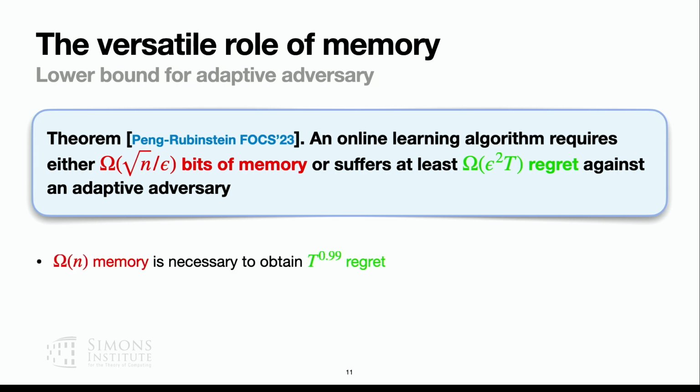Let's parse the result. First, it says if you want to obtain T to the 0.99 regret, then you need linear space. Especially if T is super large, then you need square root n space. Second, if you just want to obtain a slightly sublinear regret, where the regret is little o of T, then you need at least omega n bits of memory.